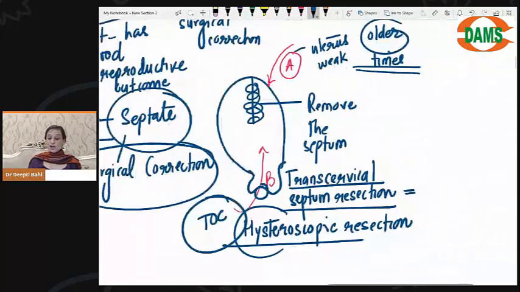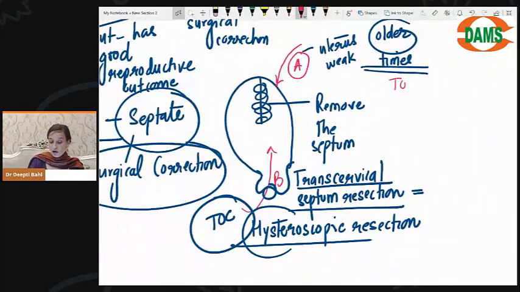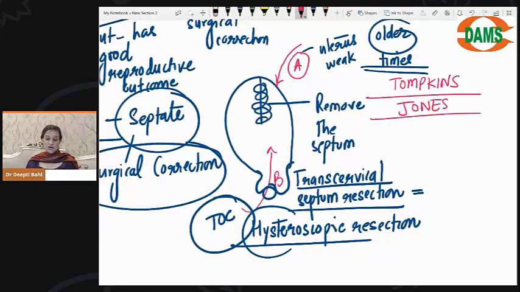So the older surgeries are called Tompkins surgery and Jones surgery. These are older surgeries for septate uterus. They are not done in modern times. In modern times, we will do hysteroscopic resection or transcervical resection. So this is what we will do for septate uterus.